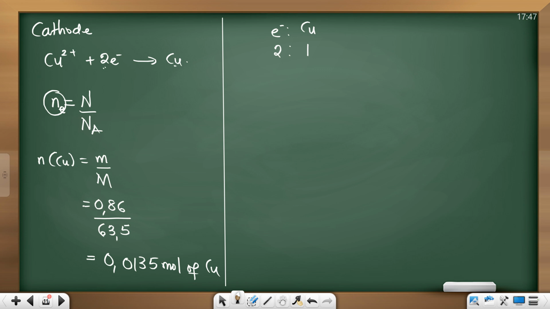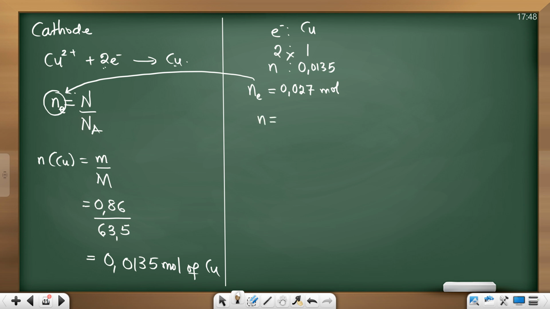All right. But do I know the number of moles of copper? Yes. Do I know the number of moles of electrons? No. What do? Cross multiply. So what is the number of moles of the electron? 0,027 moles.